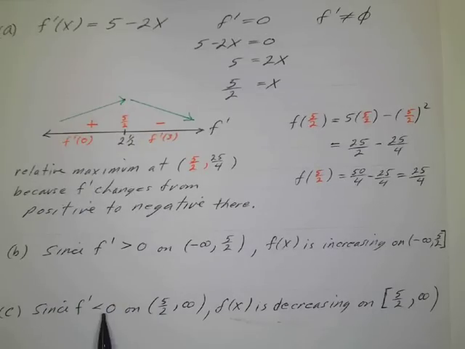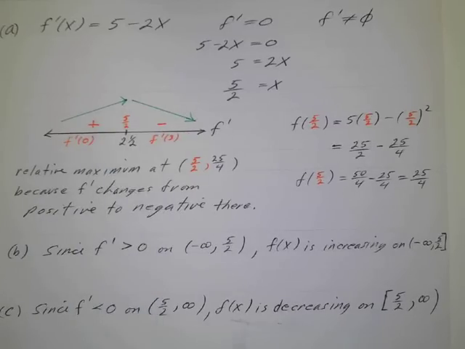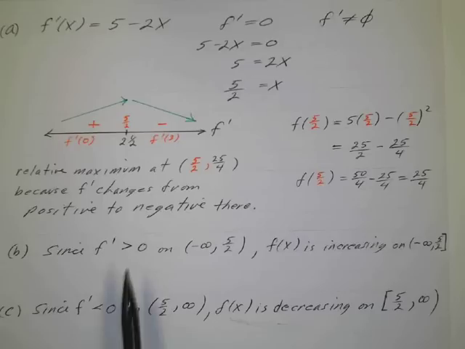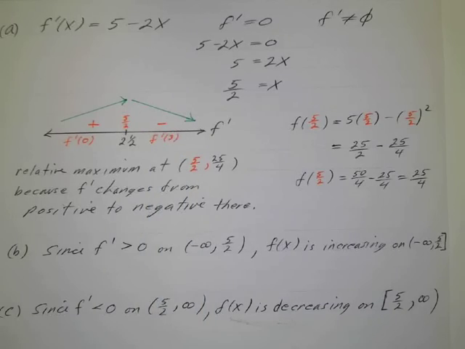Since the derivative is negative on this interval, 5 halves to infinity, all right, since it's negative, that means it's going downhill. Then we'd say f of x, the function, is decreasing on the interval 5 halves to infinity. And that's always open. Infinity is always open. So this is the derivative: derivative greater than 0 implies increasing, derivative less than 0 implies decreasing. Okay, so I hope you can see that. Greater than 0, increasing; less than 0 or negative, decreasing. All right.